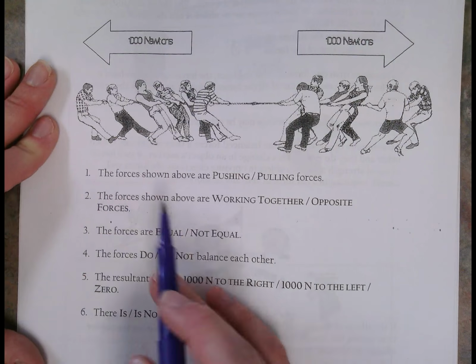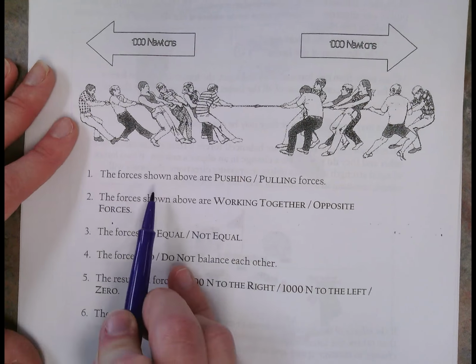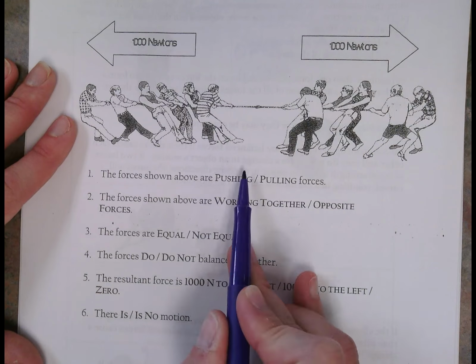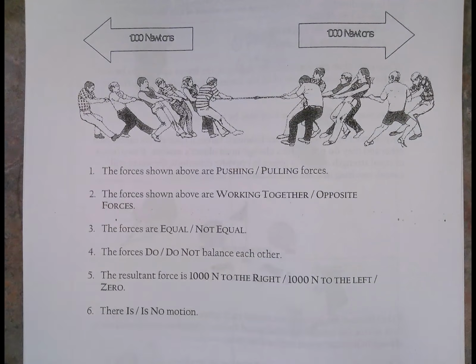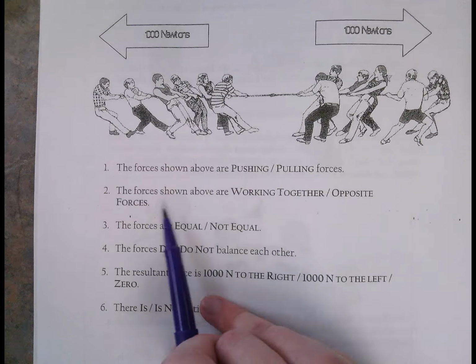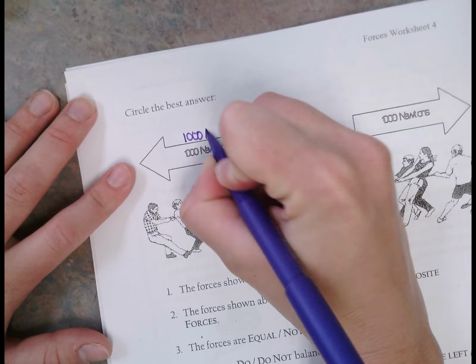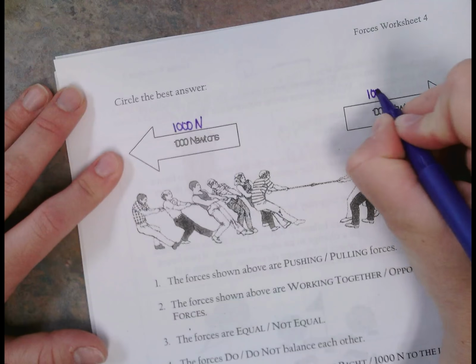So for number 1, it's asking you the forces shown above are pushing or pulling forces. You're either going to circle pushing or you're going to circle pulling, and that's your answer for number 1. Number 2, the forces shown above are working together or opposite forces. Make sure you look it over. This is 1,000 newtons, so in case you're like, oh, I can't read that, I'm telling you right now, it's 1,000 newtons, and this is 1,000 newtons.